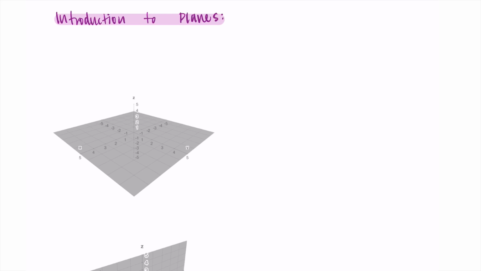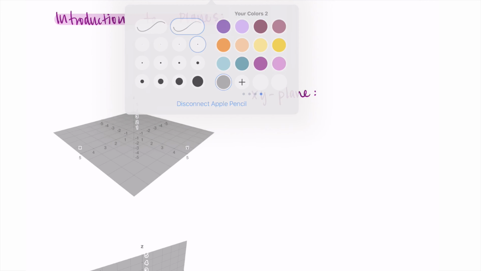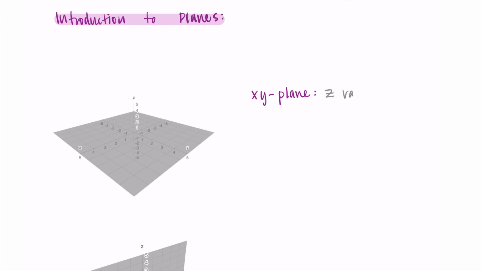So this first graph I have here is the XY plane. It's only in the X and Y axes. There's no Z values. So in the XY plane, we say the Z values are 0. So any point on this plane is going to have a Z value of 0. And this means the equation for this plane is z equals 0. These are all of the points with the property that z equals 0.